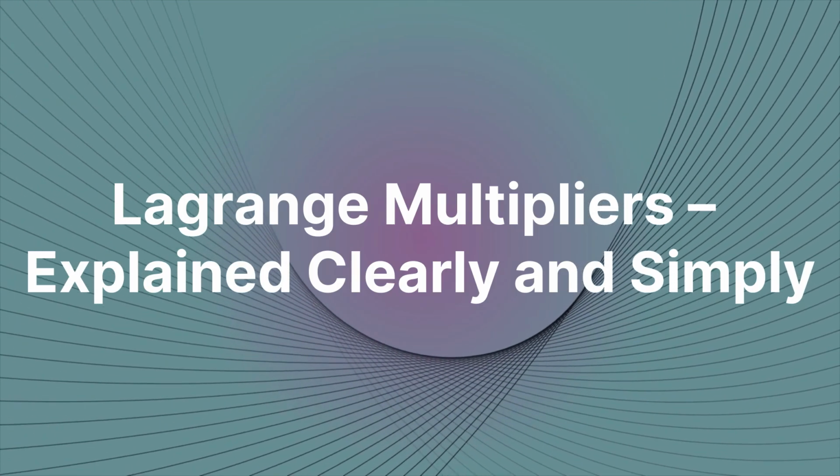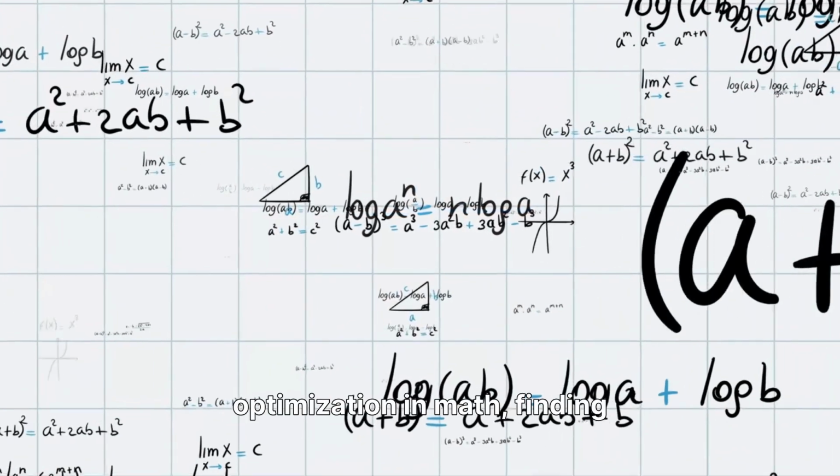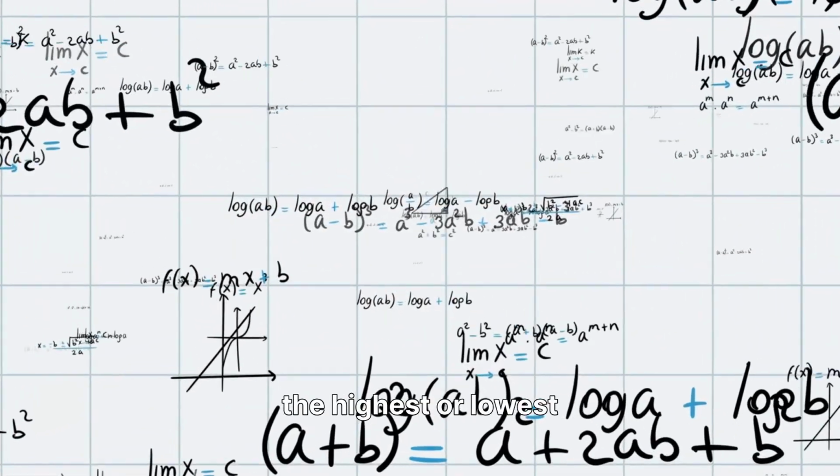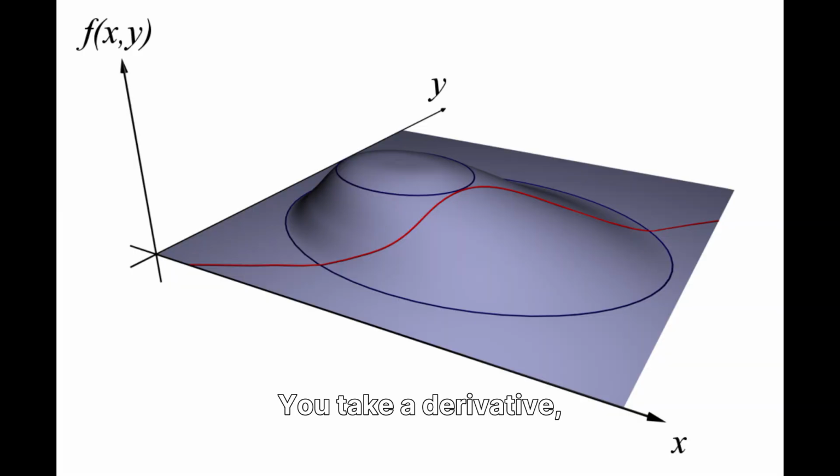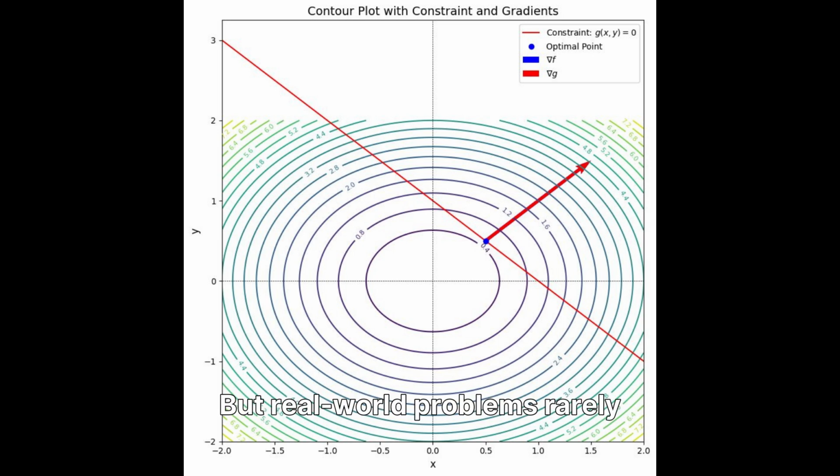Here's how it works. When students first encounter optimization in math, finding the highest or lowest value of a function usually starts easy. You take a derivative, set it to zero, find critical points, check boundaries, and you're done. But real-world problems rarely behave so nicely.